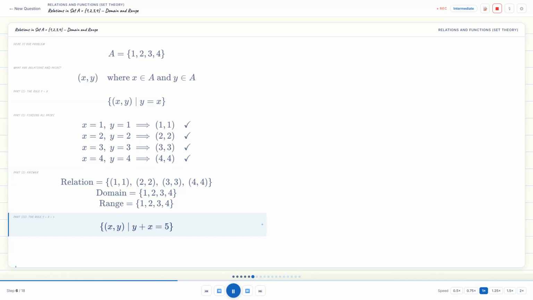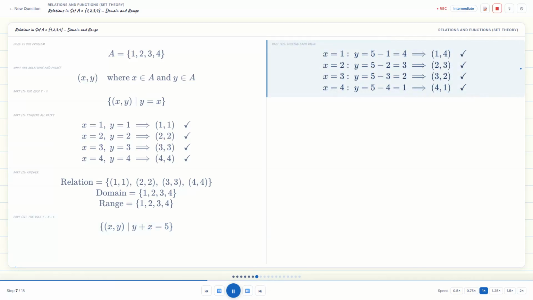In part 2, the rule says when we add x and y together, we must get 5. Let's find which pairs add up to 5. When x is 1, y must be 4 because 1 plus 4 is 5. When x is 2, y must be 3 because 2 plus 3 is 5. When x is 3, y is 2. When x is 4, y is 1. All these y values are in our set A, so all 4 pairs work.